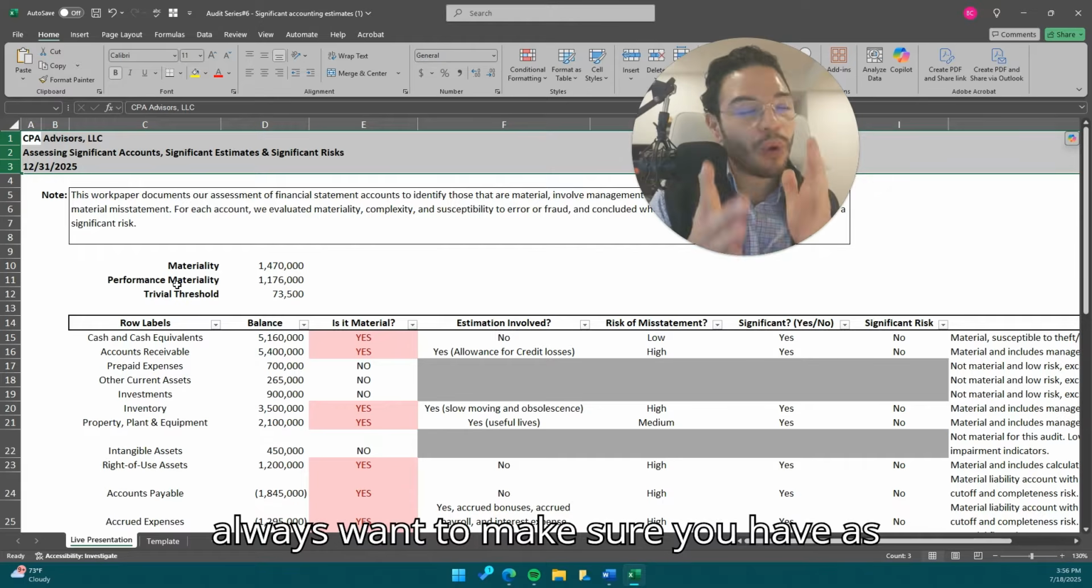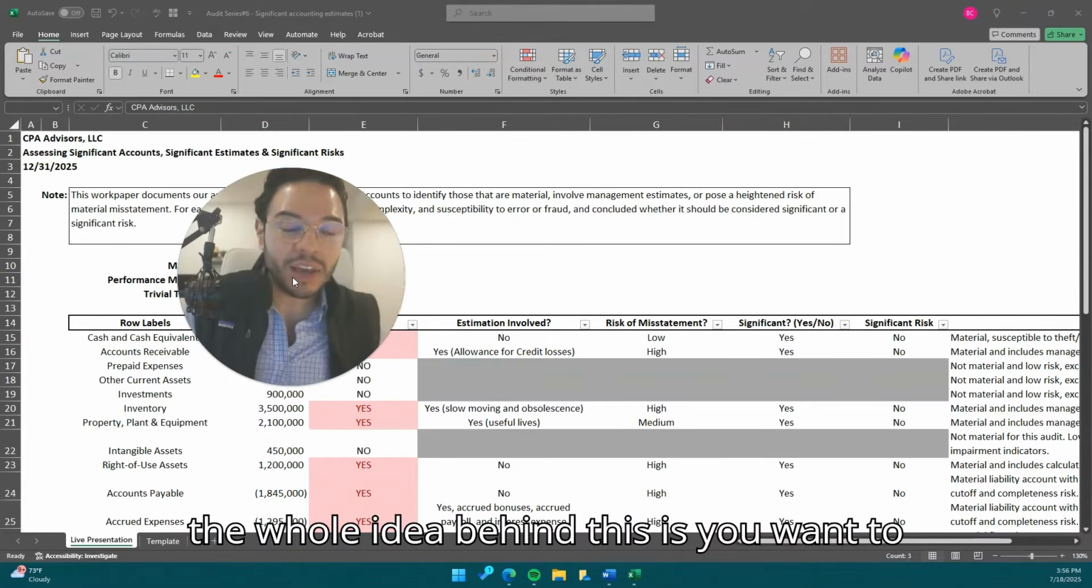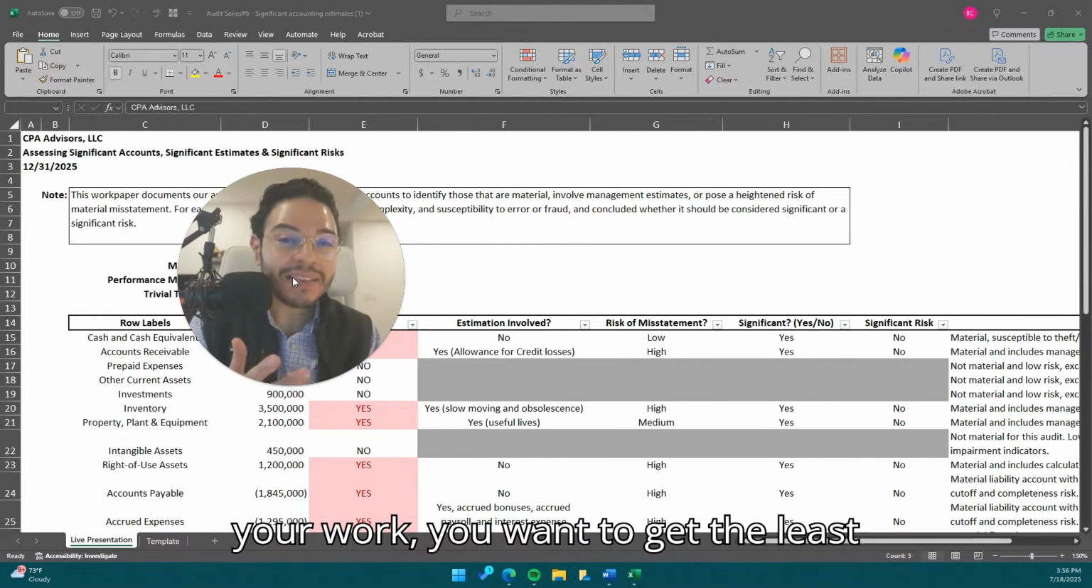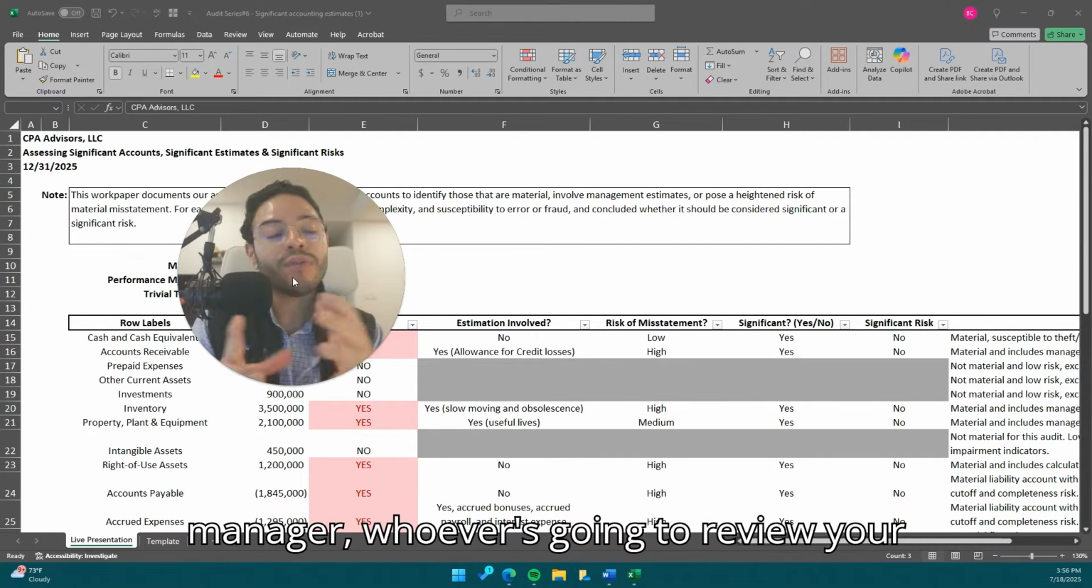I always want to make sure you have as aesthetic work papers as possible, because the whole idea behind this is that when someone's reviewing your work, you want to get the least amount of review questions or review notes from your partner, your senior manager, whoever is going to review your work.